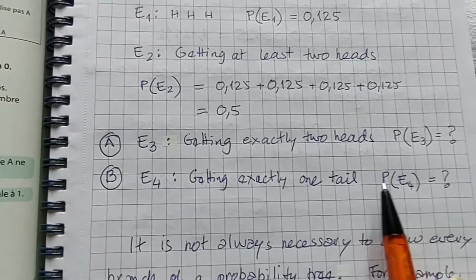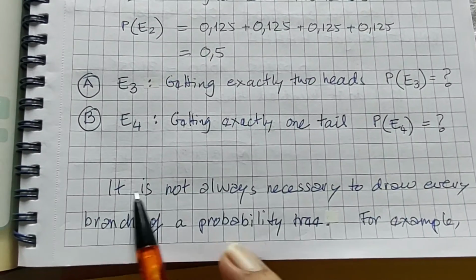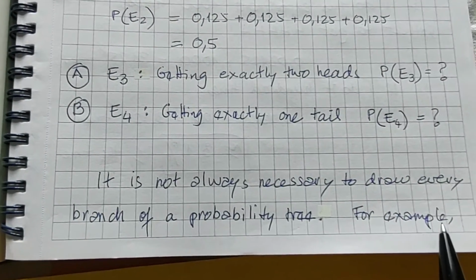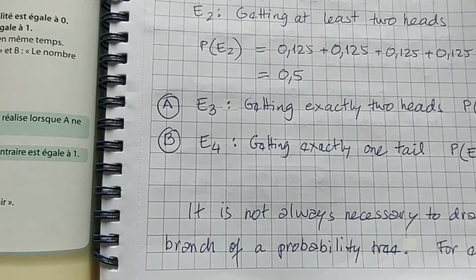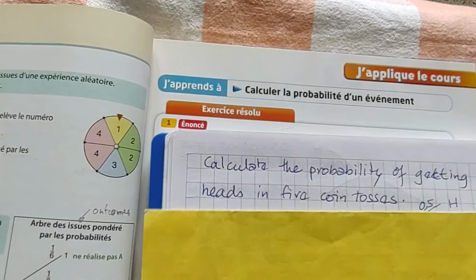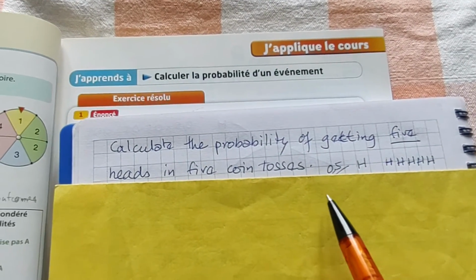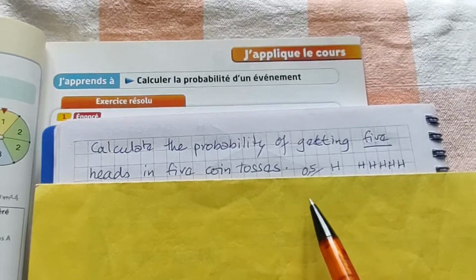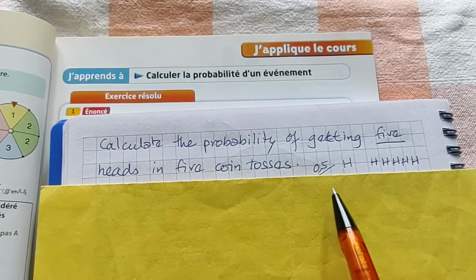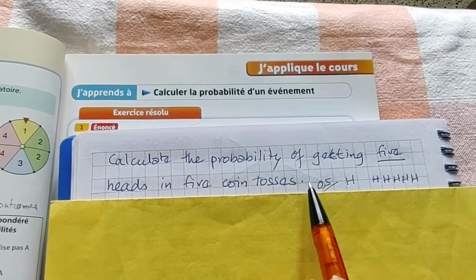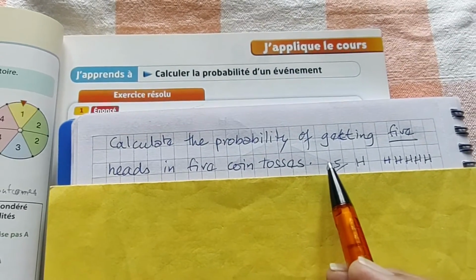In this video we will start with showing that it is not always necessary to draw every branch of a probability tree. For example, let's calculate the probability of getting 5 heads in 5 coin tosses. Remember, at the beginning of the first video, I mentioned the probability of getting 5 heads in 5 coin tosses, and I told you it was 3.1%. Well, now we'll see exactly how it is.